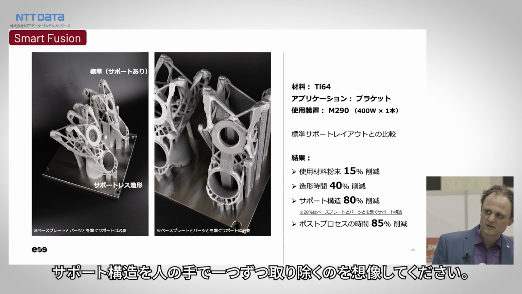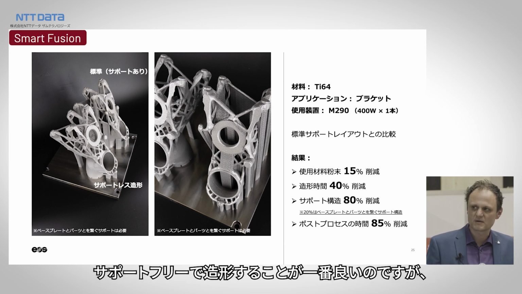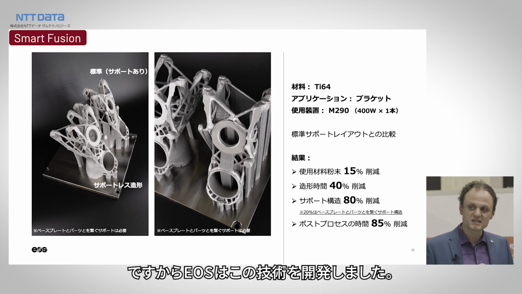So imagine having to break off all these individual supports here. That can be quite laborsome and is very often expensive manual work. So the best support structure is no support structure. But sometimes your geometry does not allow you to have no support structure. So EOS has developed technology that makes this obsolete.